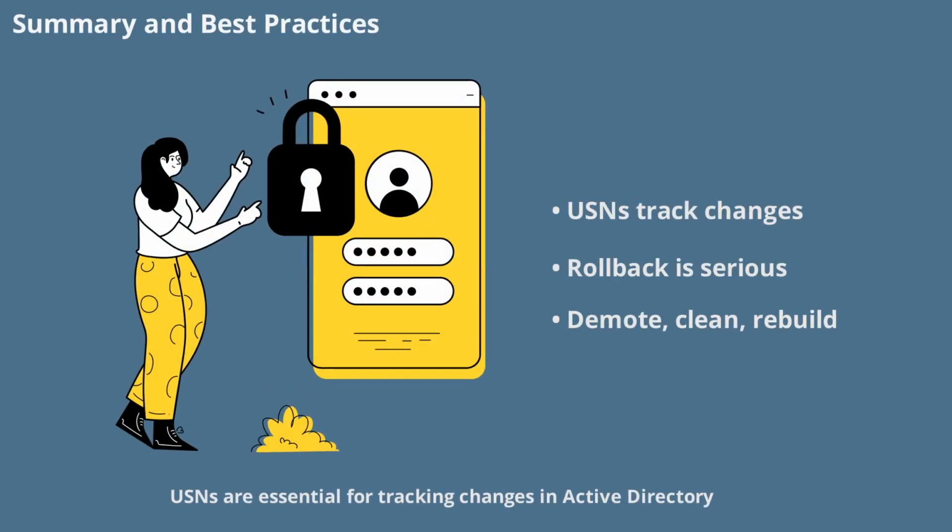In summary, USNs are essential for tracking changes in Active Directory. USN rollback is a serious issue, usually caused by improper restores or VM snapshots. Active Directory uses high watermark and invocation ID to detect rollbacks and blocks replication to protect the directory. The only safe fix is to demote, clean up, and rebuild the affected controller. Always follow best practices for backups and restores to avoid USN rollback scenarios.